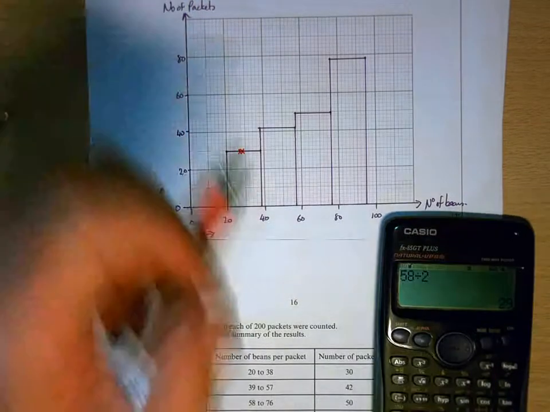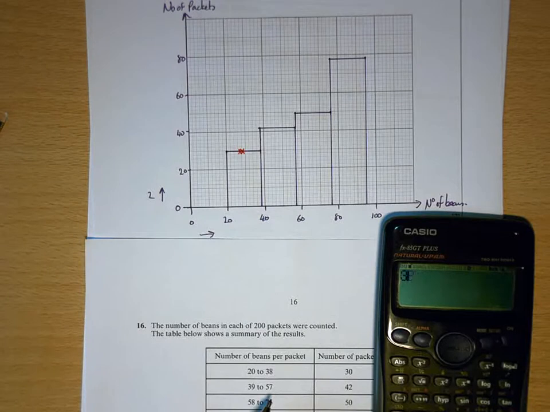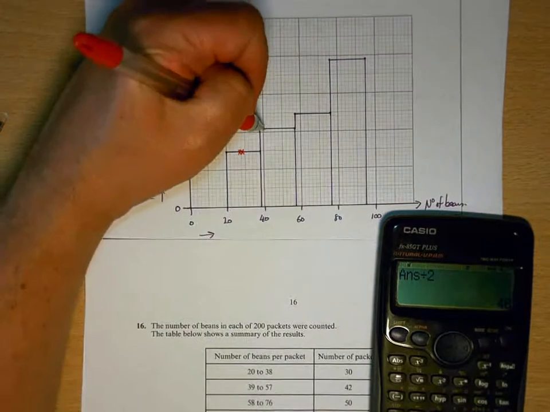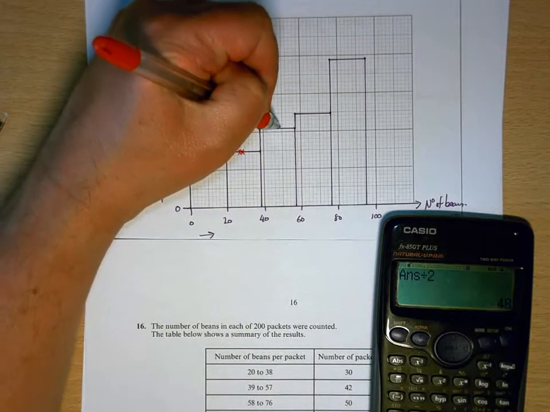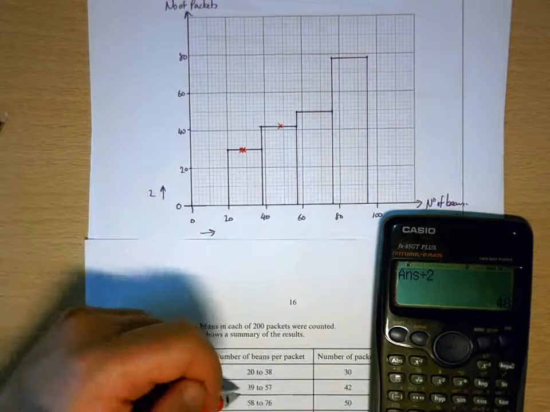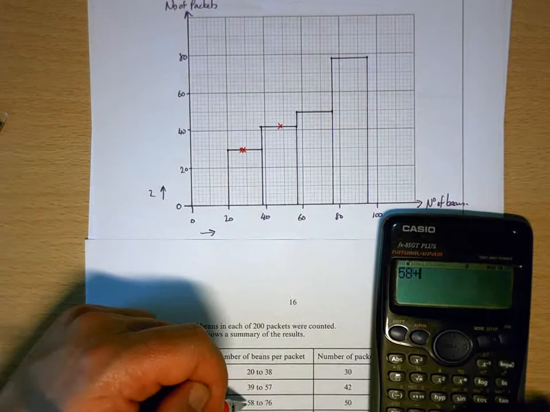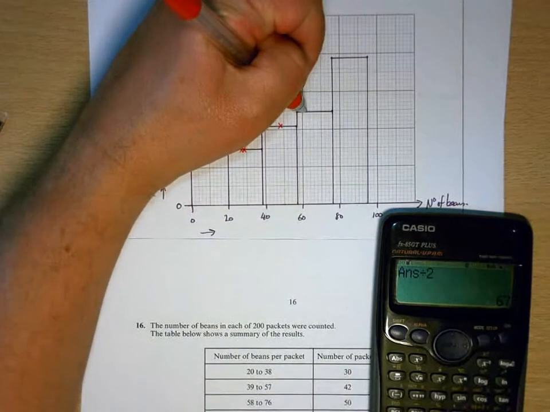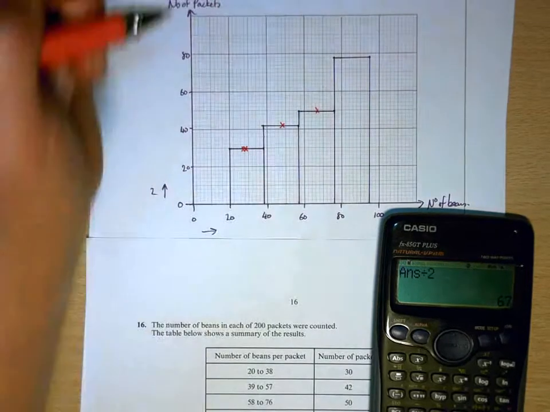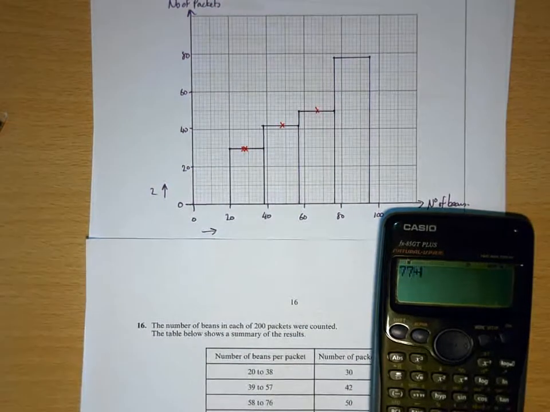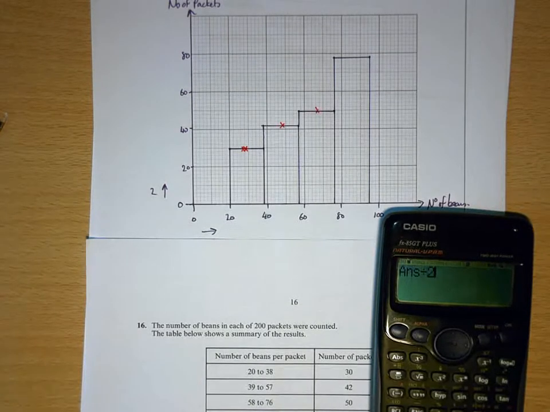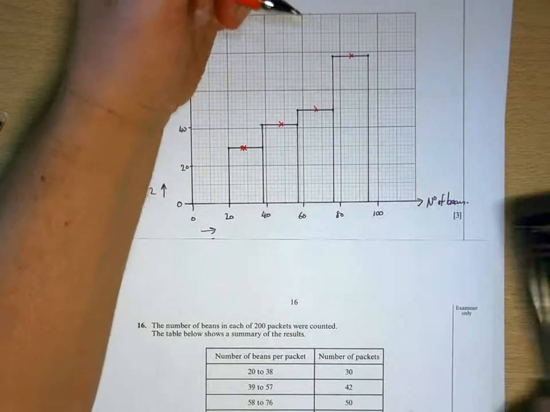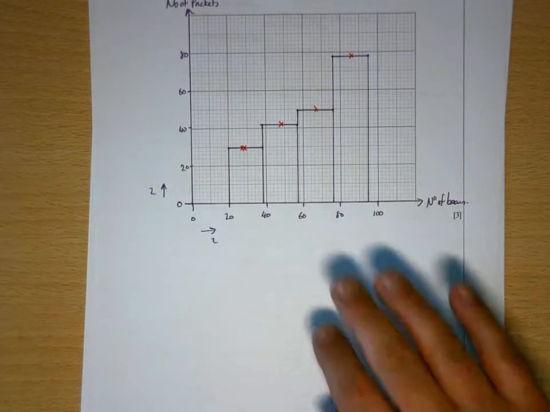The next one would be 39 to 57. 39 add 57, 96 divided by 2 is 48. There's the halfway point. Then you go 58 to 76, divided by 2, 67. And finally 77 to 95, halfway is 86. Those are the midpoints, and then you join those midpoints together with a line.